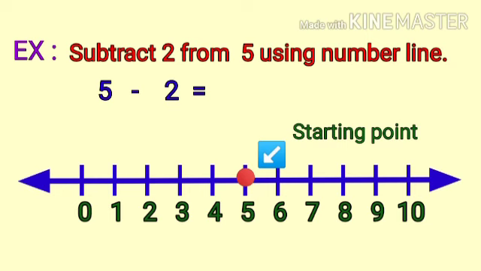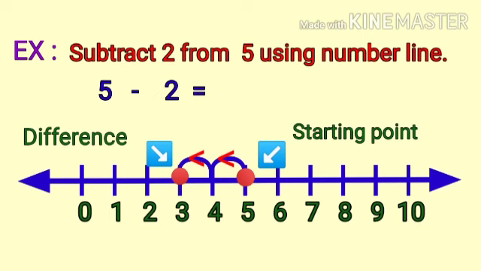The first backward jump is from 5 to 4. Second backward jump is from 4 to 3. So 3 is the result. We should mark it as difference because the result of subtraction is called difference. Understood, children? Then 5 minus 2 is equal to 3.